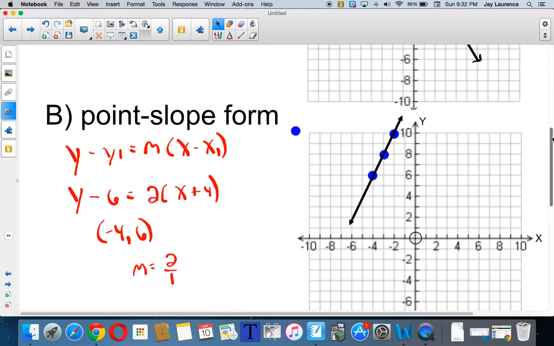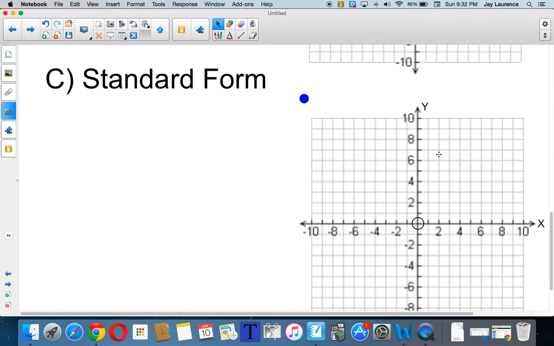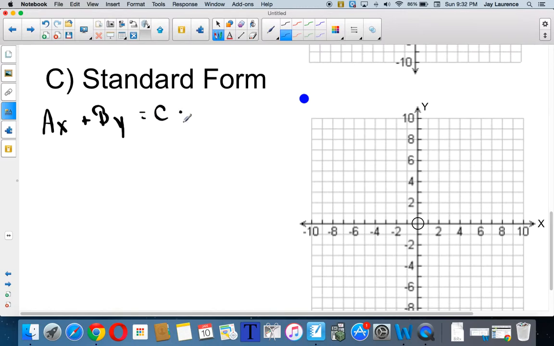All right, now we also learned about standard form. And remember, standard form is ax plus by equals c. And a couple of things are happening here. A is greater than 0, right? A is positive, okay? And we're going to want it with integer coefficients. So I'm going to do it with integer coefficients too.